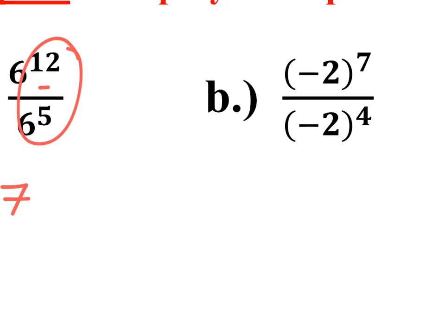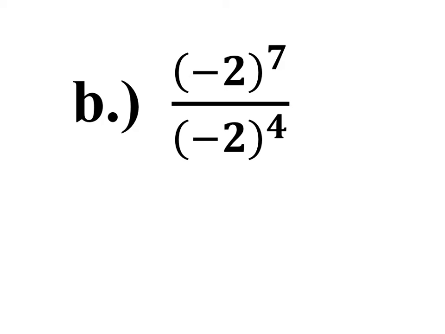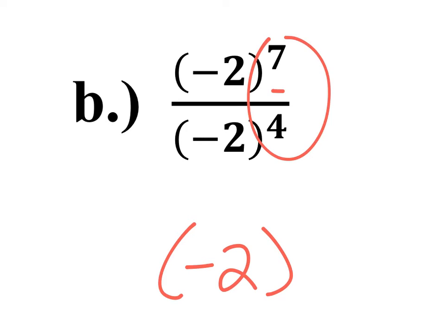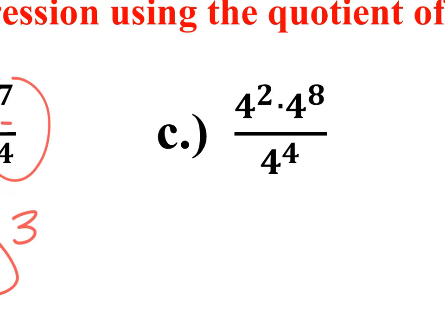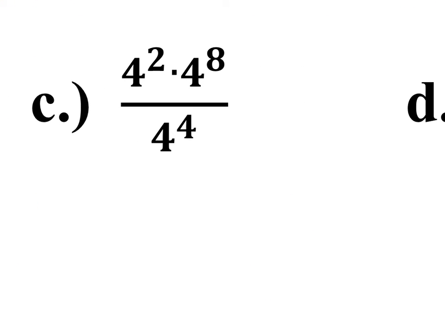Easy. Next one. We have the same base again. -2 is our base. We need to make sure we put our answer in parentheses. 7 minus 4 is 3, -2 to the 3rd. Great. Next one. Yay. Let's combine what we learned yesterday with what we're doing today.